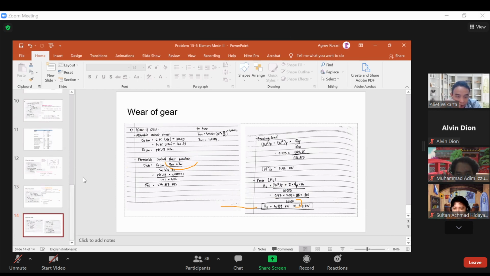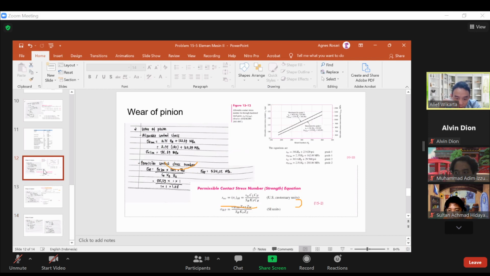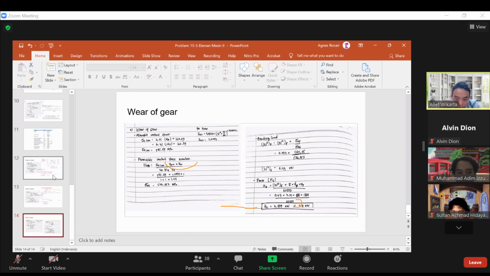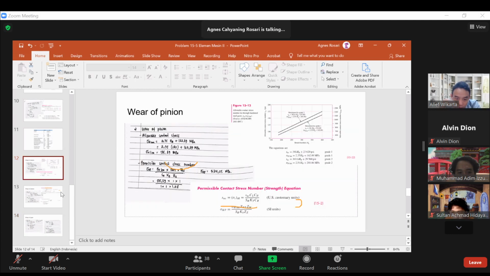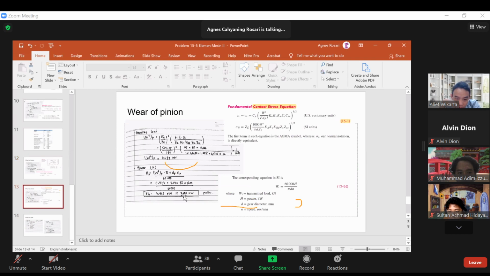Okay. So the difference between power in gear and pinion is around 0.02. It's similar here, 3.9, 3.8 and 3.9. For the pinion it is 3.92, and for the gear it is 3.9 something.